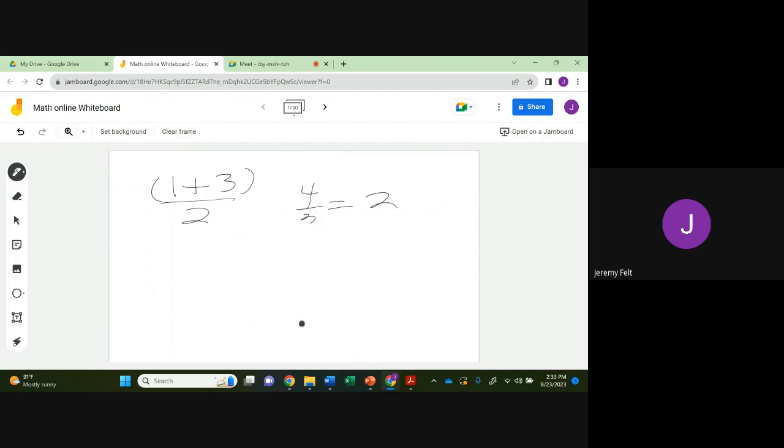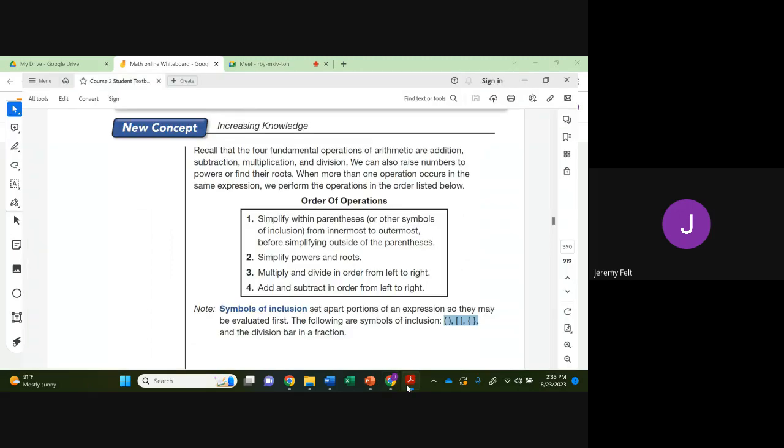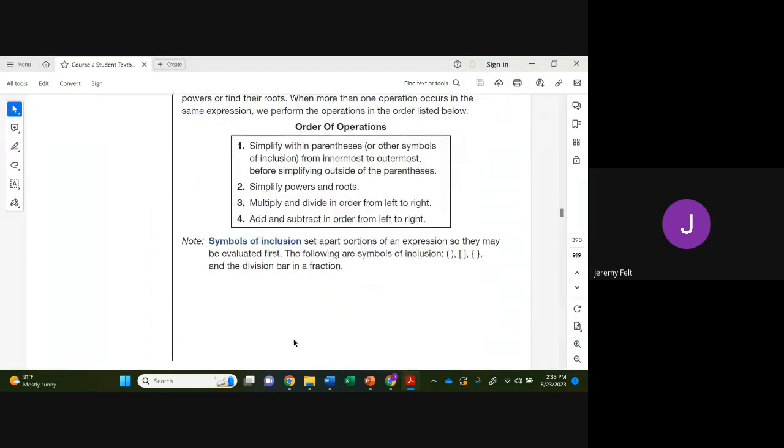If we did division first, well, then what are we dividing? The 1 by 2 or the 3 by 2? What are we doing? It would just obviously make it messy and give us the incorrect answer. So that's another form of grouping symbol, even though the symbols are more implied.